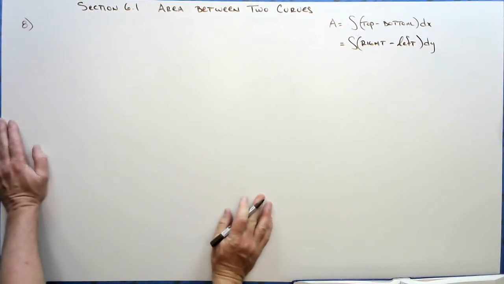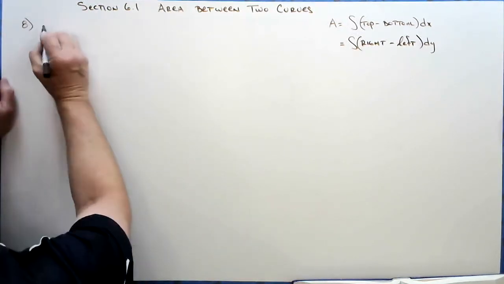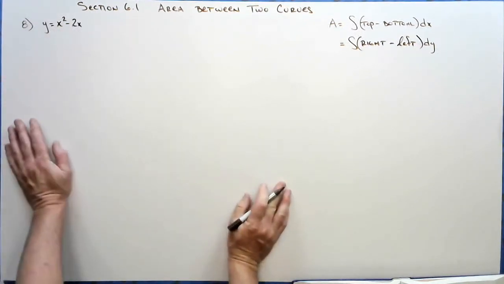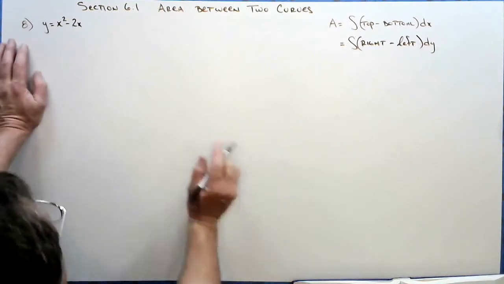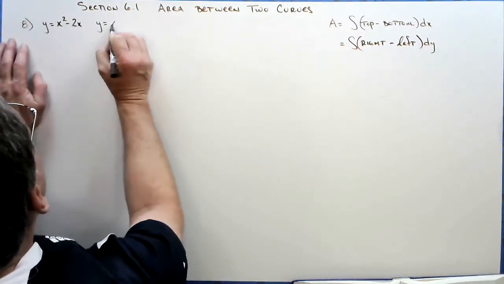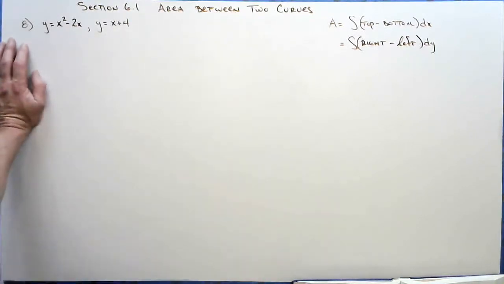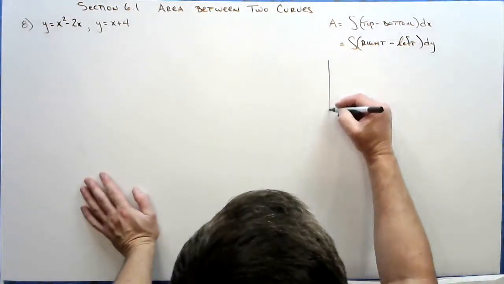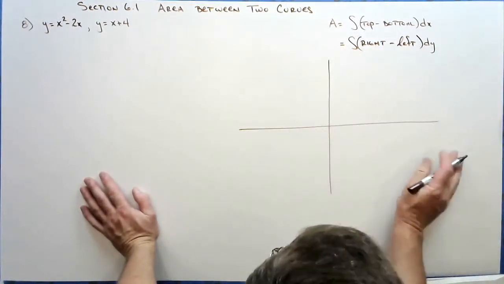Problem 8 gives us a graph function y equals x squared minus 2x, and y equals x plus 4. And the instructions say, sketch the region enclosed by the given curves, decide whether to integrate with respect to x or y, draw a typical approximating rectangle and label its height and width, then find the area of the region. Okay, very typical set of instructions for a problem of this nature. So we're going to want to draw the graph of these two functions.